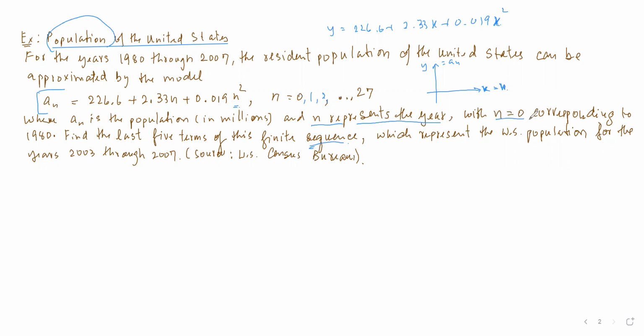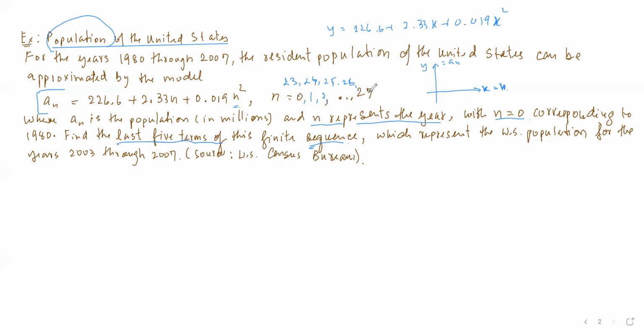With n equal to 0, corresponding to 1980, find the last 5 terms. Last 5 terms means the last year they have is the observation, which is 27. So the previous years are going to be 26, 25, 24, 23, correct? That means you have to find n equal to 23, 24, 25, 26, and 27.